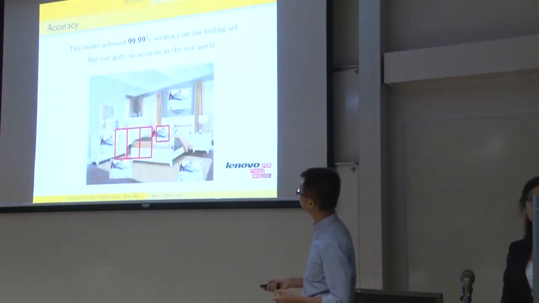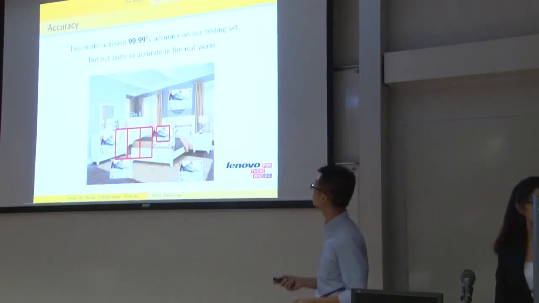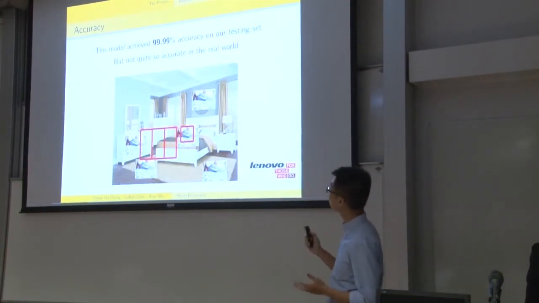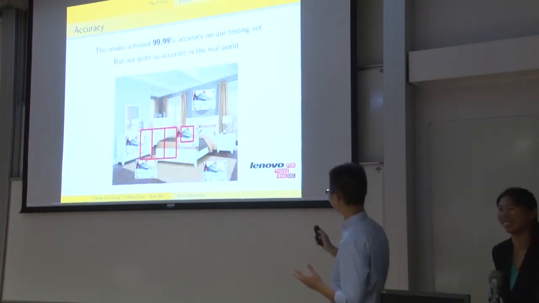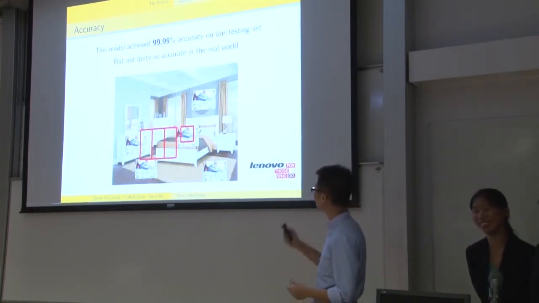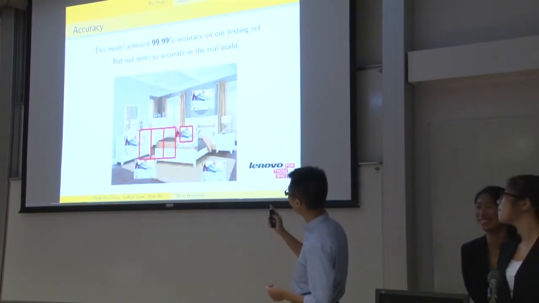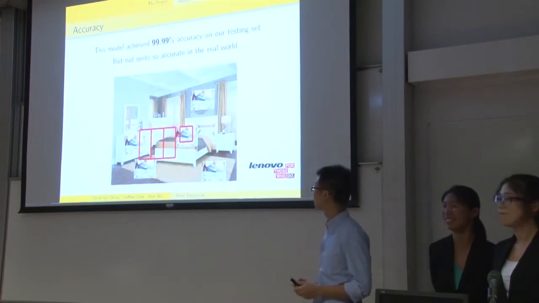And the accuracy. Our model can achieve 99.99% accuracy on our testing set, but it didn't work very well in the real world. Yeah, if that is the real world. As you can see, there are 5 shoes in our image, but our model can detect only 1 shoe correctly. And you can see there are still some false alarms here.